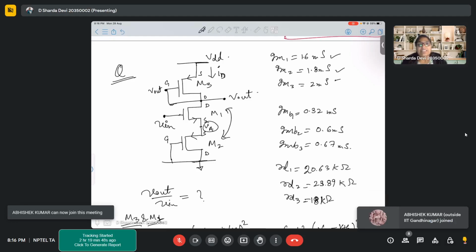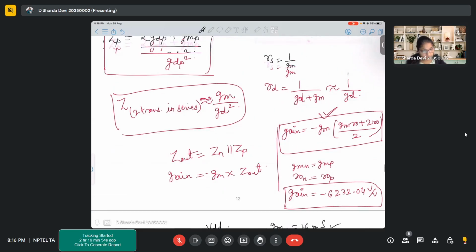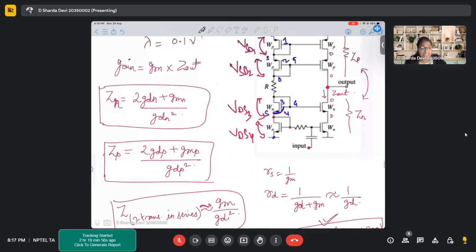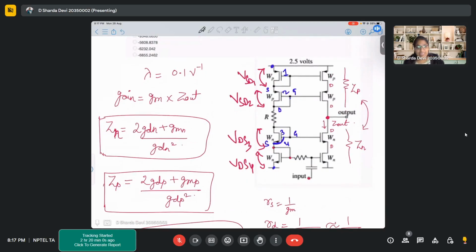Ma'am, one last question. The last question that we solved, I still didn't understand how we found Zn and Zp. So for Zn and Zp, you actually need to solve it. When two transistors are connected end to end, if you observe very carefully, it is a source node and the other's drain node. So they are in series, right?